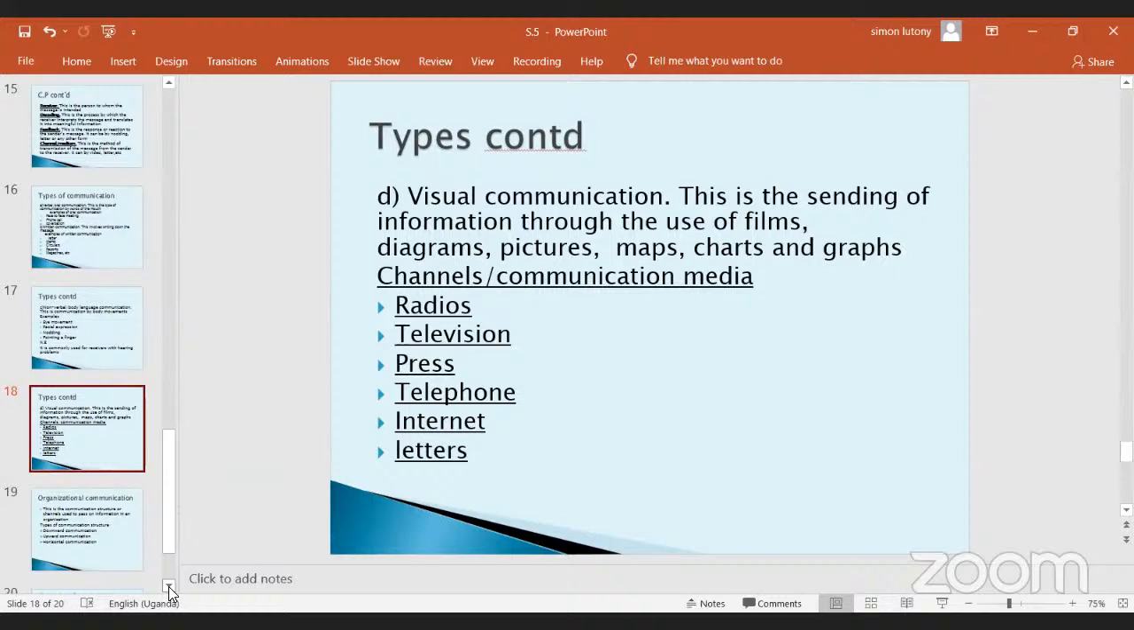Visual. This is the sending of information through the use of films, diagrams, pictures, maps, charts, and graphs. So with visual, you can pass on your information without speaking any word or writing any letter. So you can use a map. You can use a chart to show information or to pass on some message to you. So when you use a chart, you are able to interpret, you do what you call decoding. Then you understand what the chart is all about and automatically you have to provide a reply.